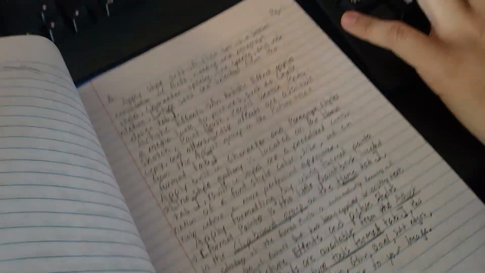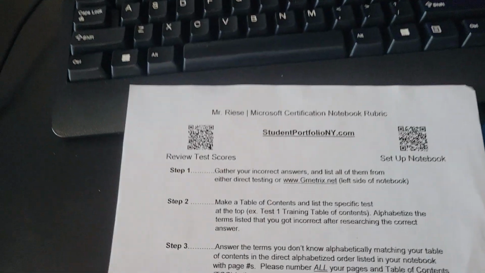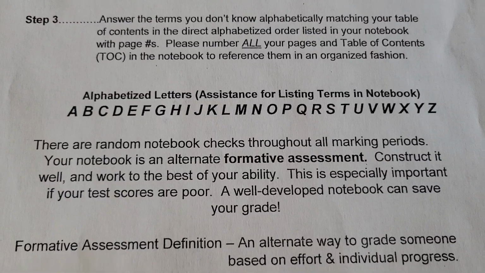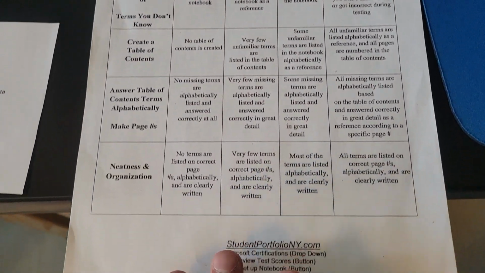And also answering it alphabetically. I'm having problems, all right? I know that you have a rubric here. It's got the steps listed out. You even put the alphabet here for me to follow those steps. Here's how I'm being evaluated, okay?